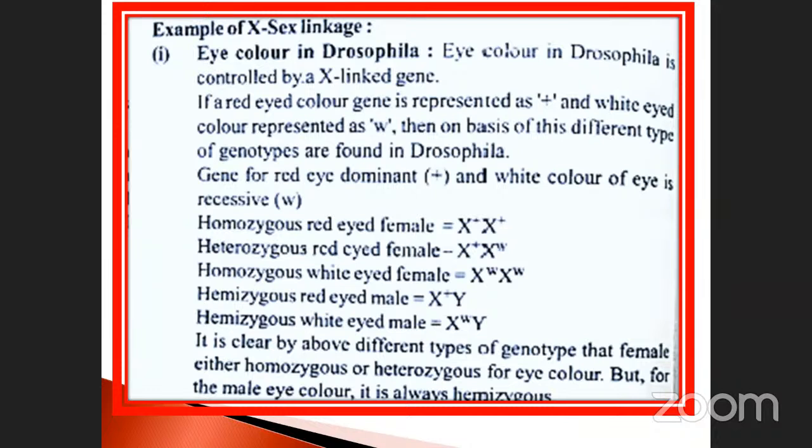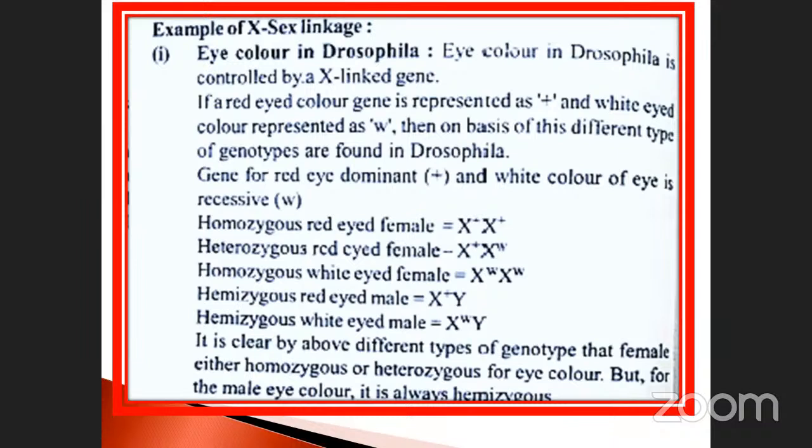What types of gametes are possible? See here, the homozygous red-eyed female, X plus X plus. Homozygous means the same, already we discussed. Heterozygous means it may be different. Heterozygous red-eyed female, X plus XW. This is called heterozygous. The XW is also present here. So 50% white, 50% red color. This is the heterozygous condition. But which one is the dominant character? Plus is the dominant, so plus indicates red color. So the red eye is there.